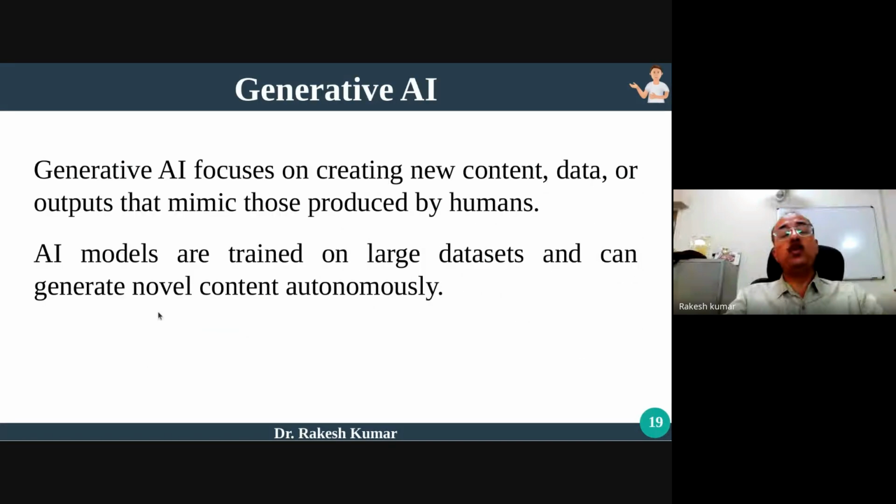And another important thing which we are using nowadays is generative AI. Generative AI focuses on creating new content, data, or outputs that mimic those produced by humans. AI models are trained on large data sets and can generate novel content autonomously.